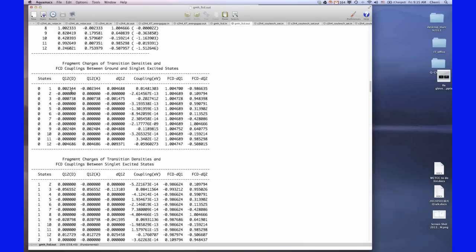In the FCD calculation, because we cannot predict which two states you want, we basically give you everything. So this section tells you the 0 to all 12 coupling calculations, but the only meaningful number to you will be this one. You see? And these are the measurements for the delta Q matrix.